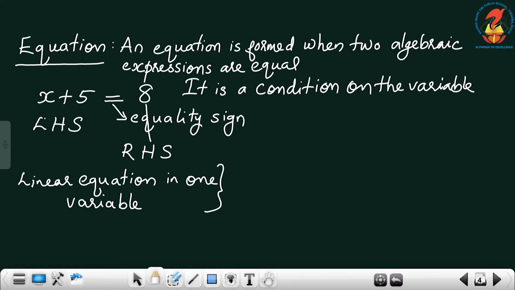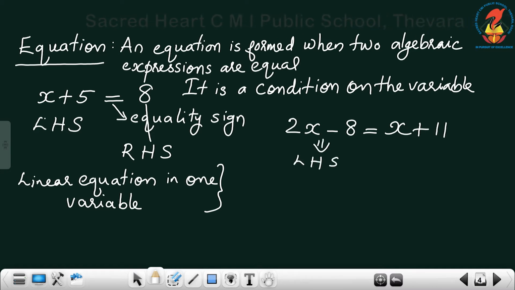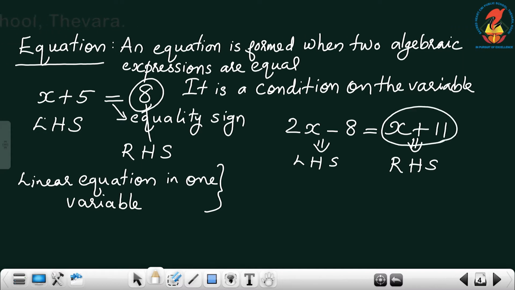Then the right hand side may be either a number or an expression. We can write in this way also: 2x minus 8 is equal to x plus 11. Now, here the left hand side is 2x minus 8 and the right hand side is x plus 11. So sometimes the right hand side is simply a number, a constant, or an expression.